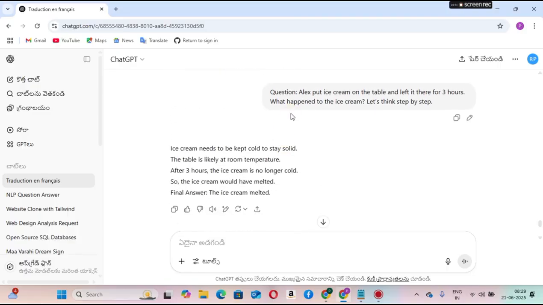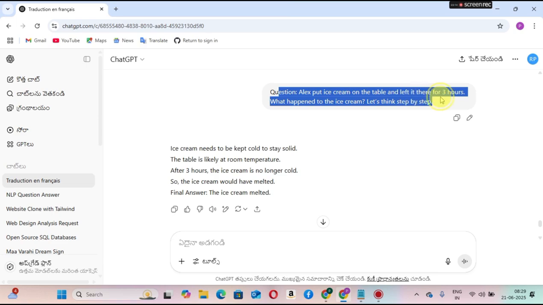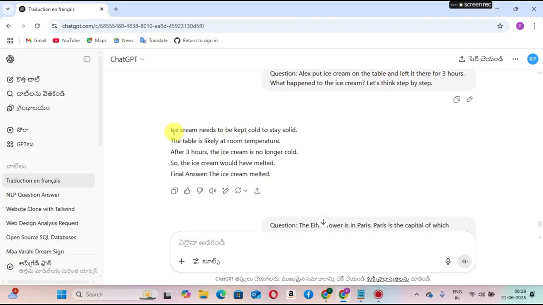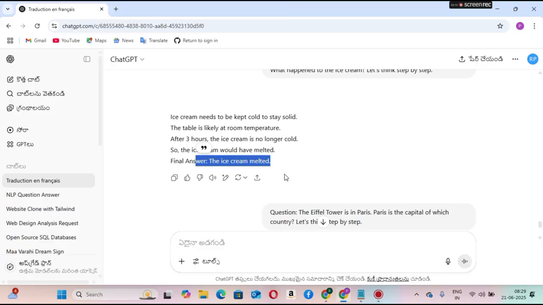Next, let's see how chain of thought helps in common sense problems, especially when the answer isn't directly in the question but needs inference. So let's consider our prompt. Alex put ice cream on the table and left it there for 3 hours. What happened to the ice cream? Let's think step by step. So here the AI model outputs: ice cream needs to be kept cold to stay solid. So the table is at room temperature. After 3 hours, the ice cream is no longer cold, so the ice cream would have melted. So final answer is the ice cream melted.